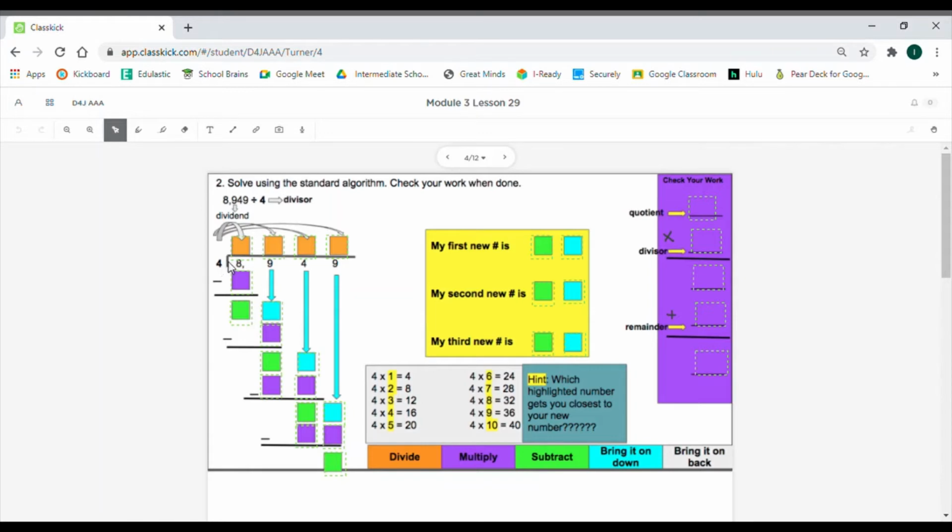8,949 divided by 4. Start with divide. 4 goes into 8 how many times? Pause the video if you need to. If you said 2, you're absolutely correct. I just put a 2 at the top, and my divisor is 4. 4 times 2. What's my product? Good, 8. Now let's subtract. 8 minus 8. What's my difference? Good, 0. I'm bringing down my 9. What is my first new number?